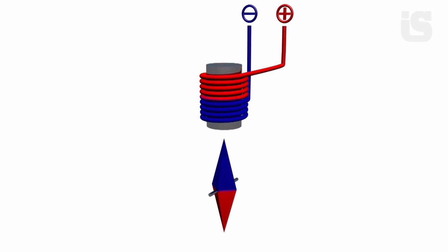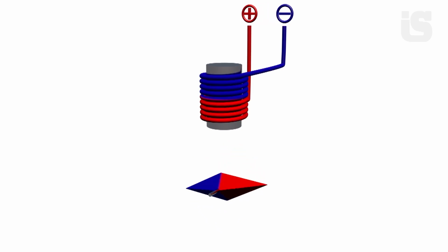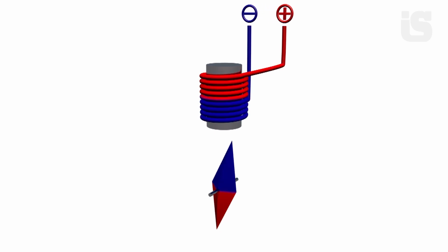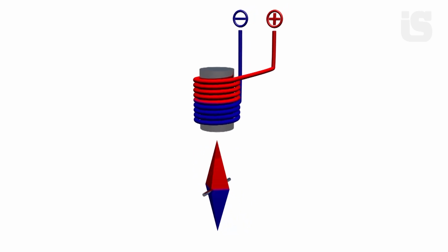Like poles of magnets repel each other, while opposite poles attract. This is clearly visible when one of the magnets is attached to a rotating shaft. And if the direction of the current in an electromagnet is reversed, its poles will switch to the opposite. Therefore, the poles of a magnet and an electromagnet will interact. Opposite poles attract, while like poles repel.